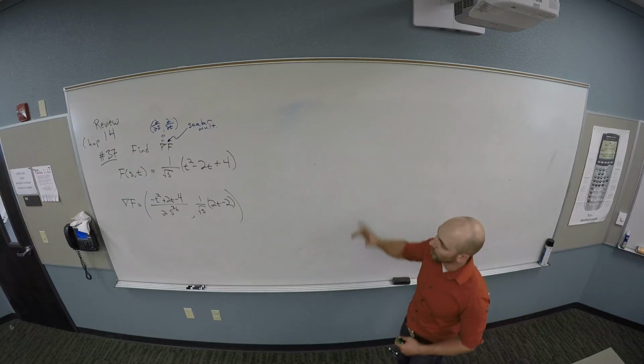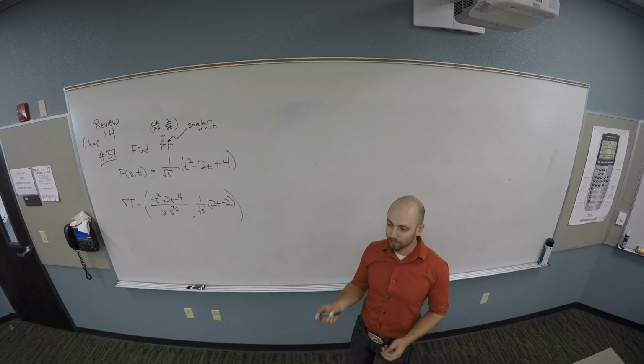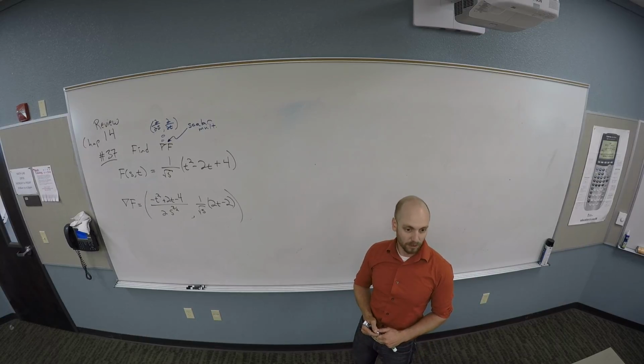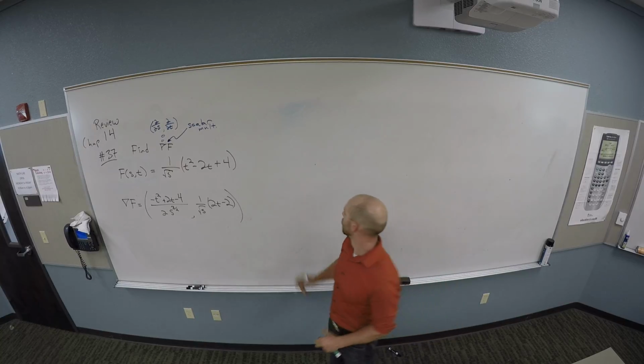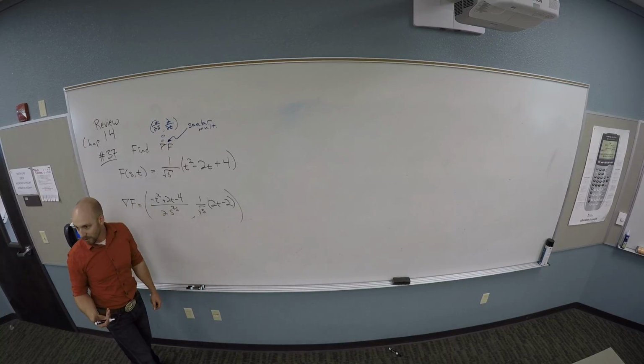So, this is not quite review number 14. I'm just using this thing as an example. We wanted to remember how to find maxes or mins locally. To find a max or a min locally, the idea is it should be flat there, right?